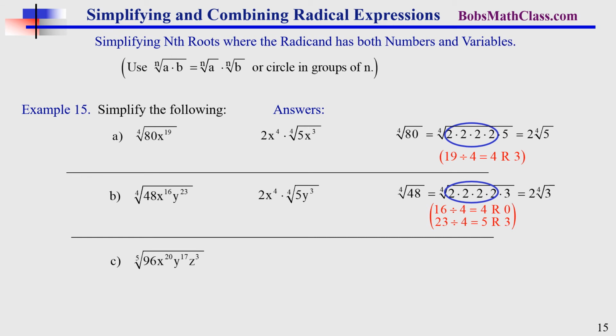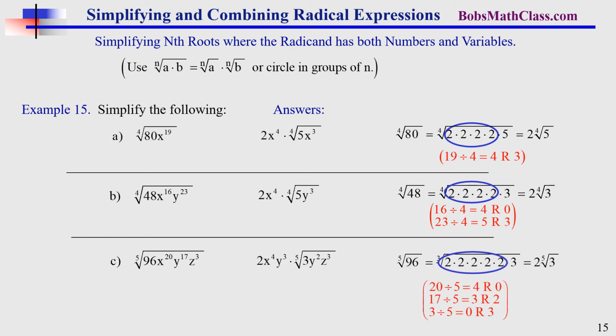Okay, the last one. Find the prime factorization of 96. So how many 2's would that be? That would be 5 2's and a 3. So a 2 can be written in front and a 3 inside. And then 5 goes into 24 4 times with none left over. 5 goes into 17 3 times with 2 left over. And 5 doesn't go into 3. So you just leave the z to the third alone.